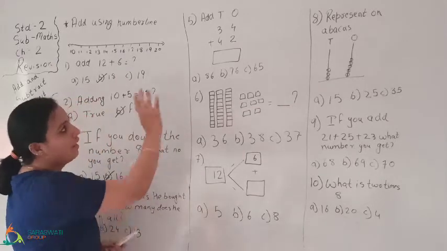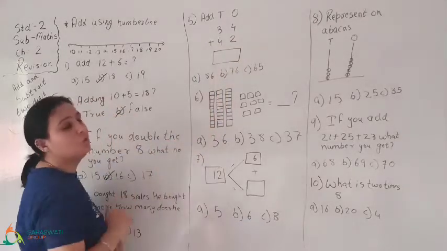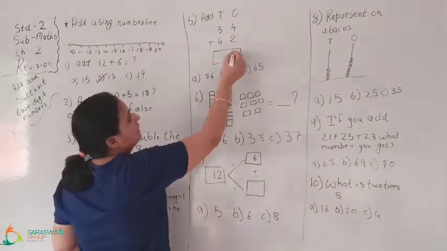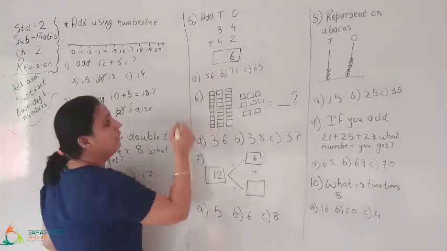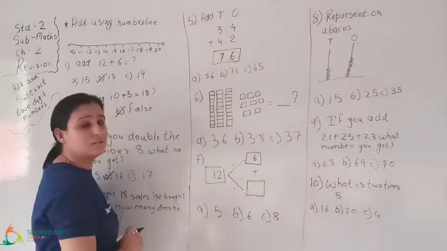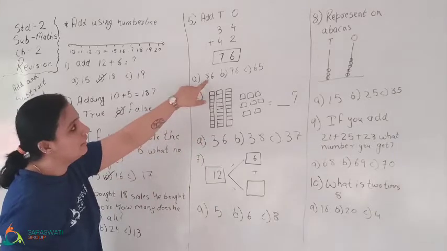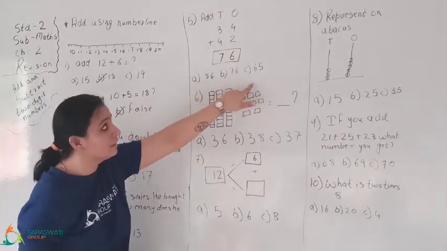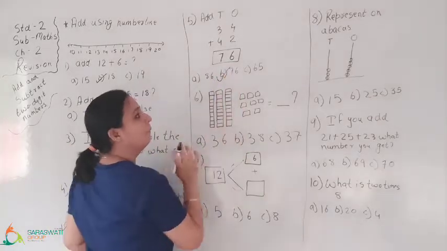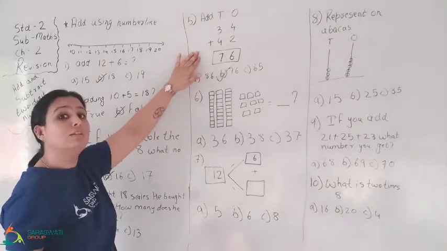Okay, based on that I have taken one example. First is 34 add 42. So when we add 4 add 2, what do we get? 6. And 3 add 4 will be 7. So what is the answer? 76. We have to find it: A is 86, B is 76, C is 65. What is the right answer? B. So I will tick on B, right? So this is the concept of adding with and without regrouping.